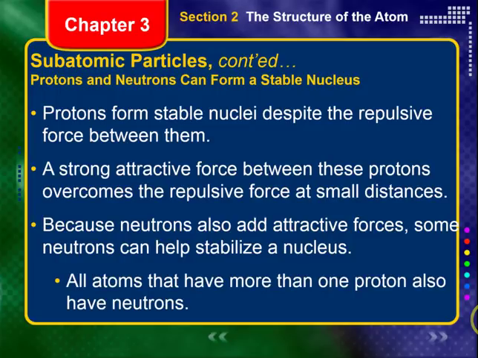Protons form stable nuclei despite the fact that protons repel one another. Right? According to Coulomb's law, they should repel one another. A strong attractive force between those protons overcomes the repulsive force at very, very small distances. This is called the nuclear strong force, right? The strong nuclear force. Because neutrons also add attractive forces, some neutrons can help stabilize a nucleus. All atoms that have more than one proton, so basically anything other than hydrogen, also have neutrons.